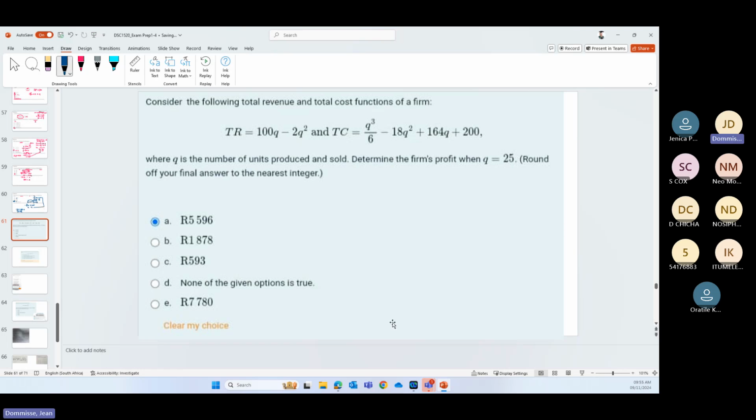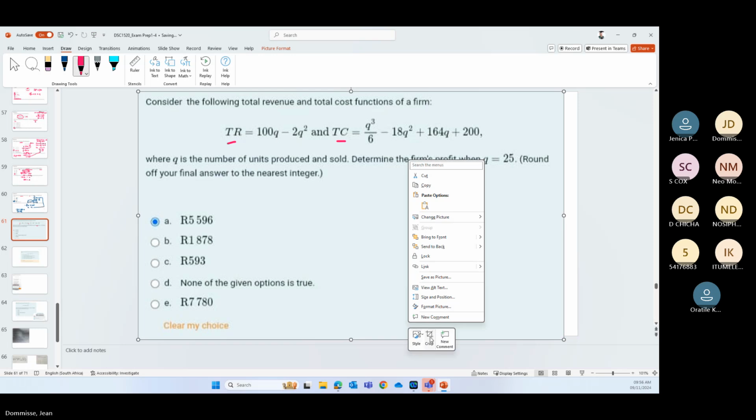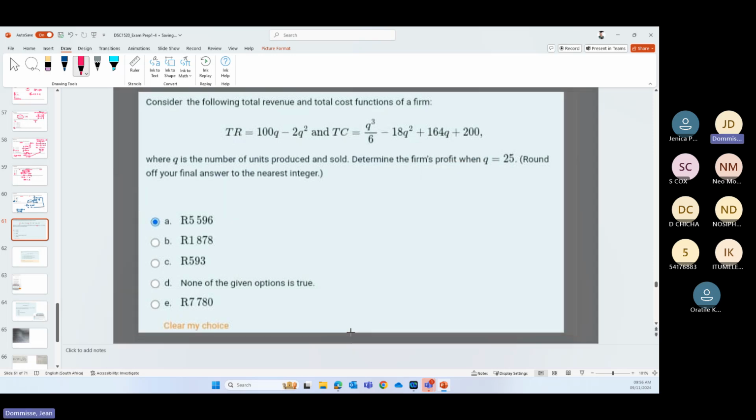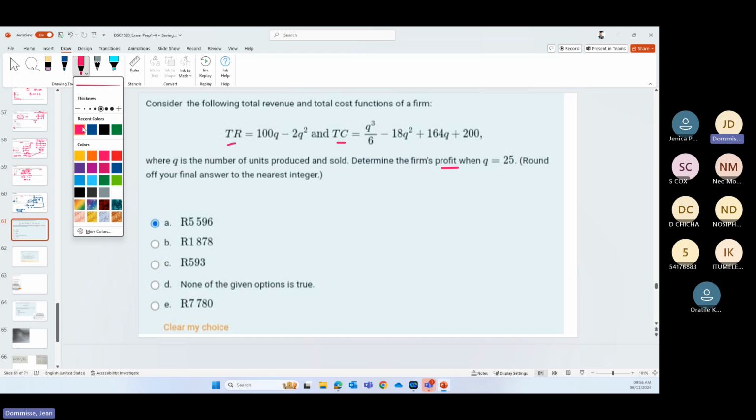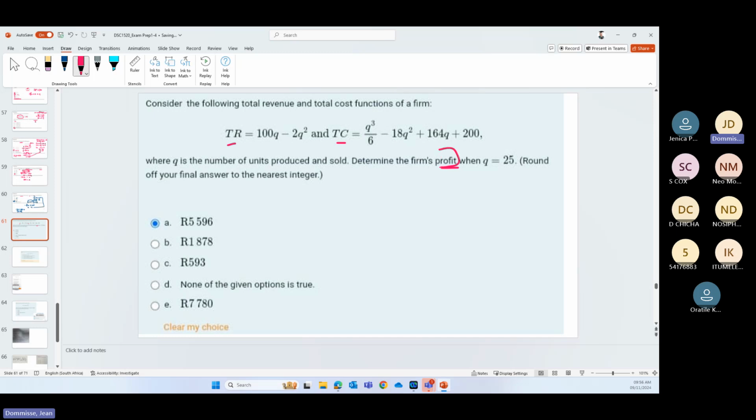Okay, so let's look at what they ask us in this one. Consider total revenue and total cost, where Q is the number of units sold. Determine the firm's profit when Q is equal to a certain amount. So how do we determine the profit? That's nearly the first thing we need to determine.